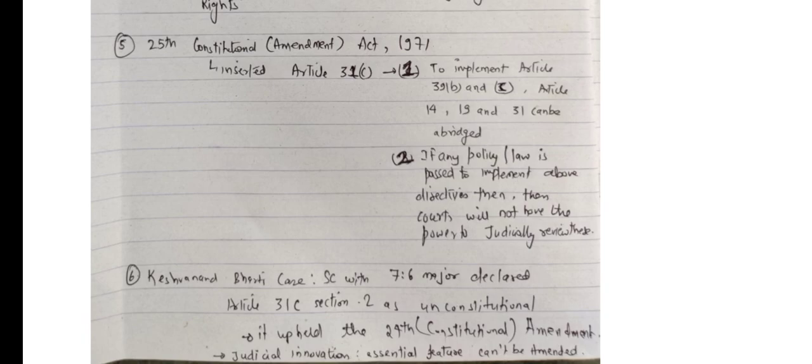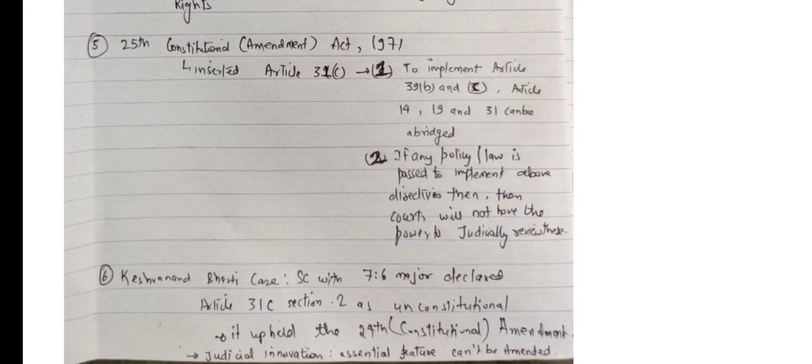Then the Supreme Court waited, and then it came back with the Keshwanand Bharti case, and on that landmark day of 24th April 1973, the Supreme Court, with a razor thin margin of 7:6 split verdict, declared that Article 31C Section 2 subsection 2 was unconstitutional. Under the judicial innovation power, it said that judicial review is an essential feature of the Constitution, and it laid down a new model of basic structure doctrine.